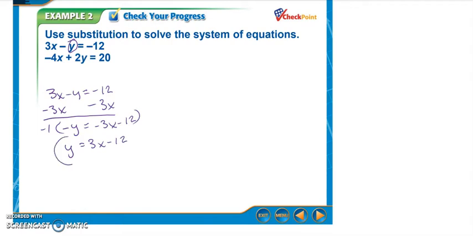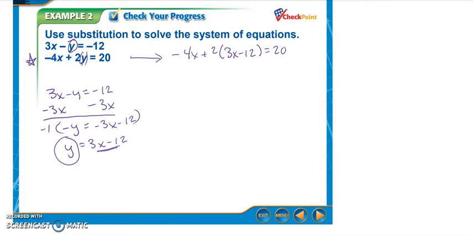Now we've got this bare y. So the y equals 3x minus 12. So we're going to take this and we're going to plug it in to the other equation, the second equation that we didn't turn around. We're going to put it in for y. So instead of y, we're going to put 3x minus 12. So this equation becomes negative 4x plus 2 times 3x minus 12 equals 20.